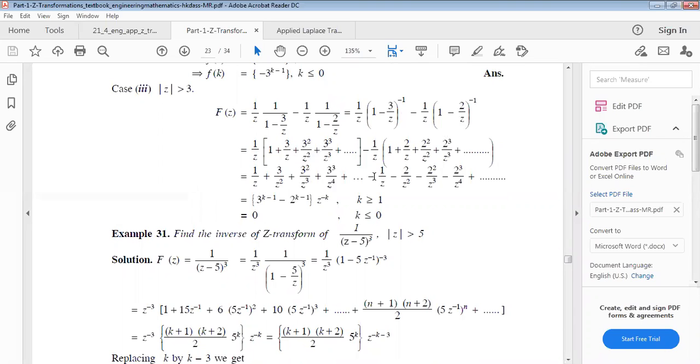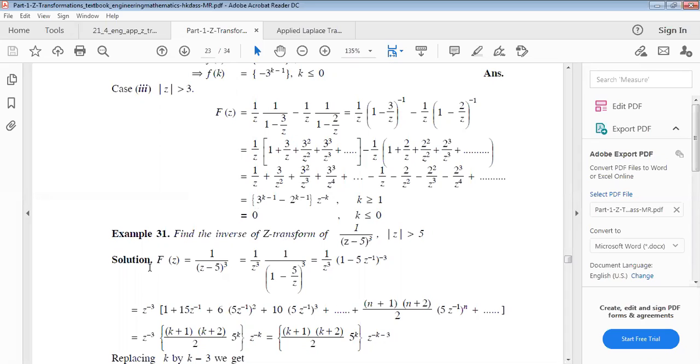This can be written as a sequence: for k greater than or equal to 1 we have this one, and for k less than or equal to 0 it will be 0. For k negative, the value will be 0, and for k positive, we get this sequence. This is the inverse z transformation of this one.